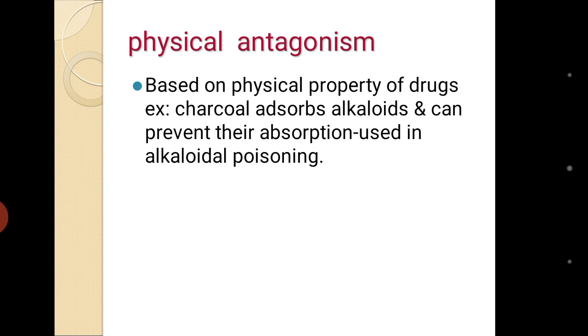First is the physical antagonism. Here it is mainly based on the physical property. An example is given: alkaloids. What are alkaloids? These are nitrogenous bases, usually insoluble in water. Activated charcoal, when given in case of alkaloid poisoning, first adsorbs, which means the alkaloid particles come and adhere to the activated charcoal, so that it inhibits the further absorption of the alkaloid into the body. That's why it is used in alkaloid poisoning.